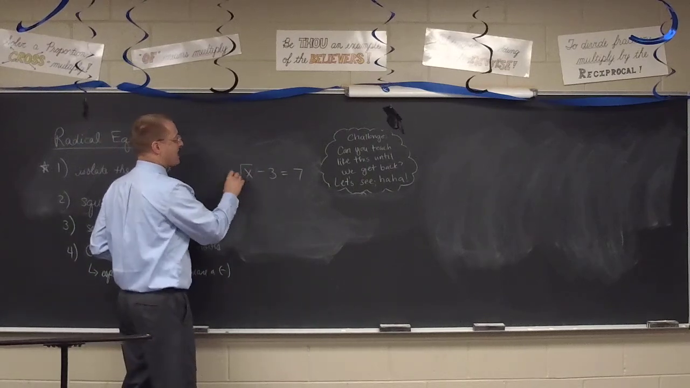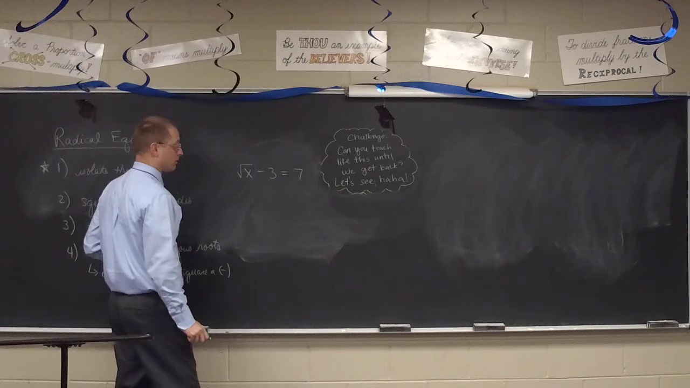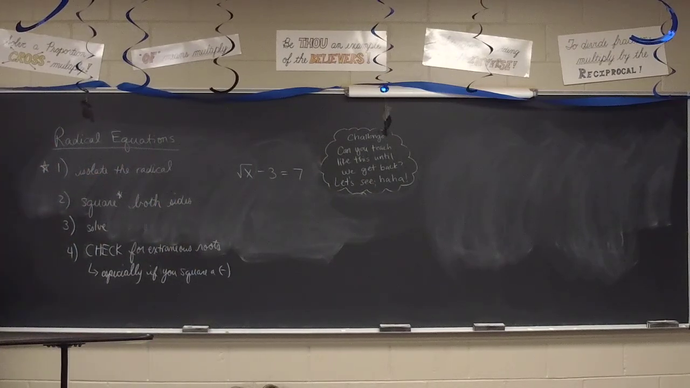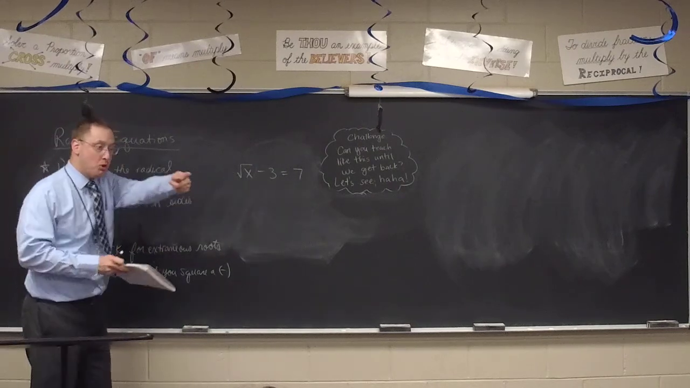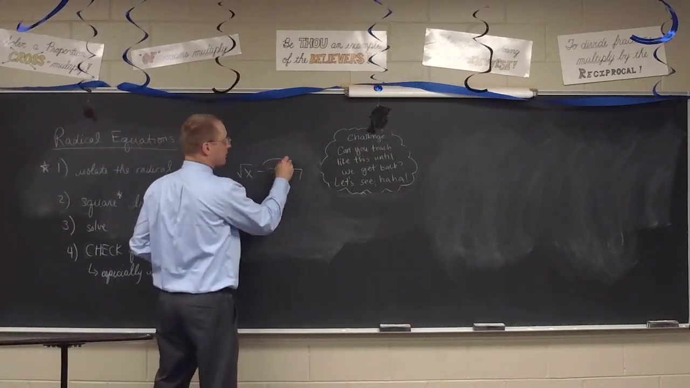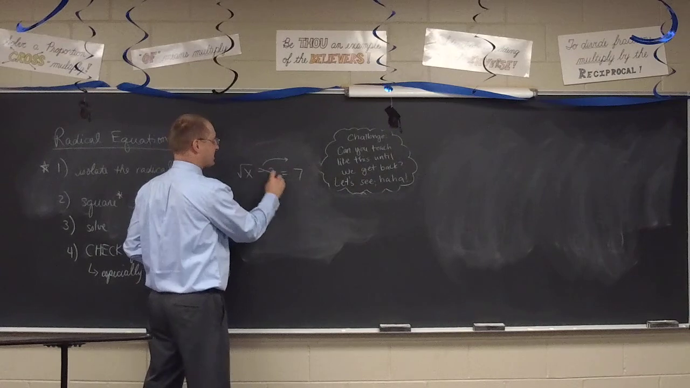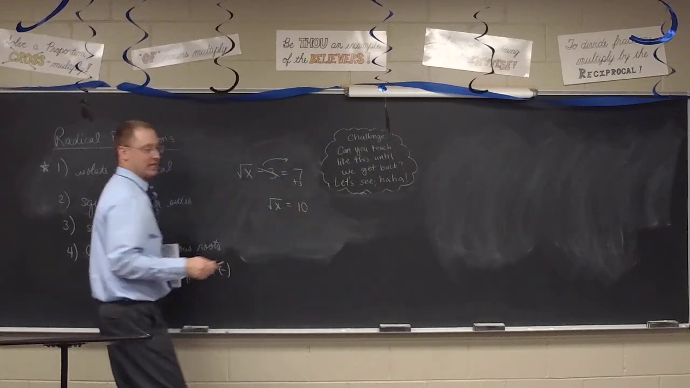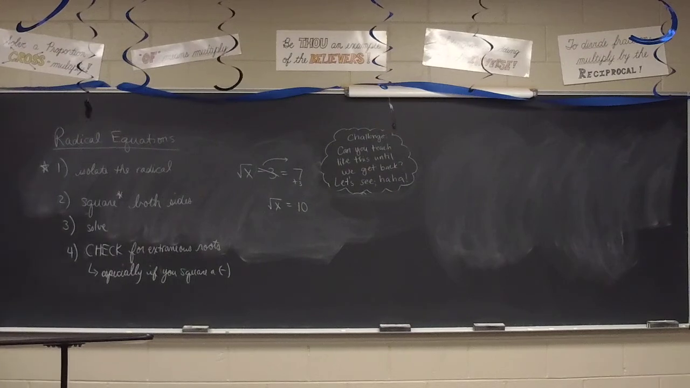What do I need to do to isolate this radical, class? Move the negative 3. Get rid of that negative 3. Move it over, you said, Adam, as a positive 3 to get 10. Now, the radical's isolated. We have gotten it by itself. We got rid of whatever was with it, just like we would have with an absolute value equation, right?